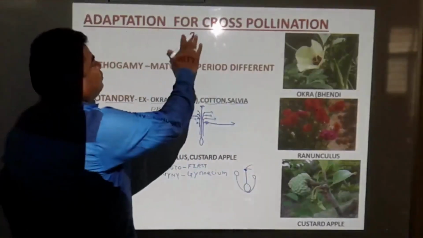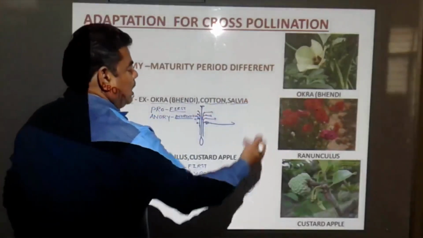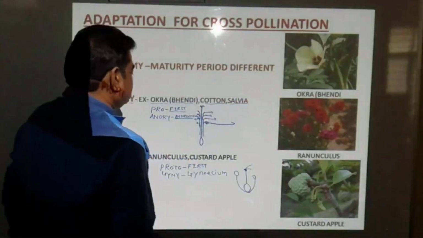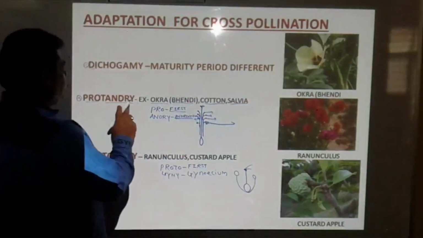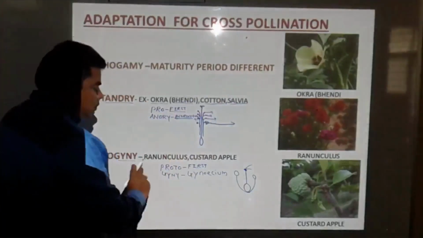That is the adaptation for cross-pollination in case of okra, that is protandry, and in case of ranunculus and custard apple, that is protogyny. And the second type, what do we call it? That is protogamy.